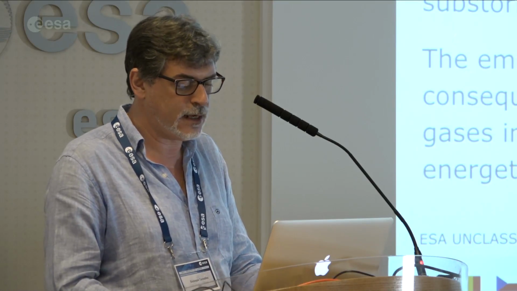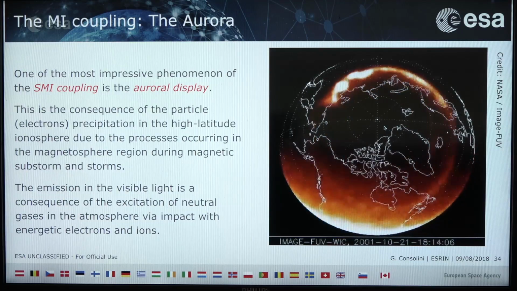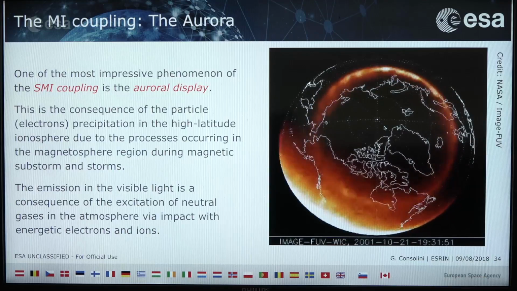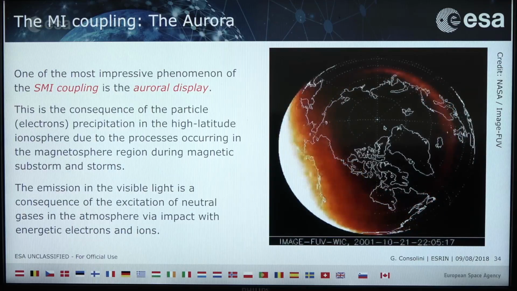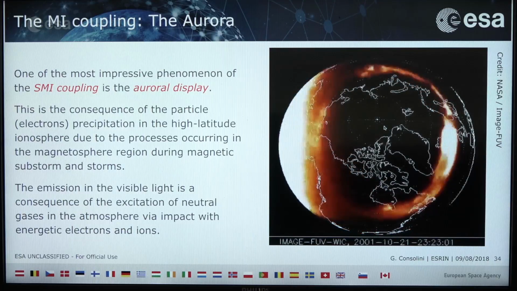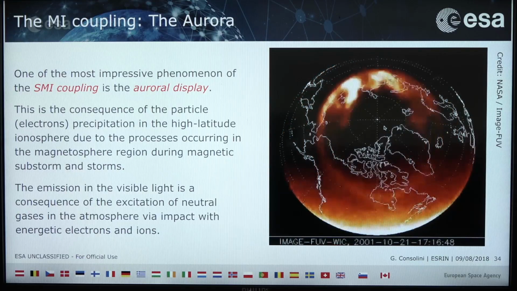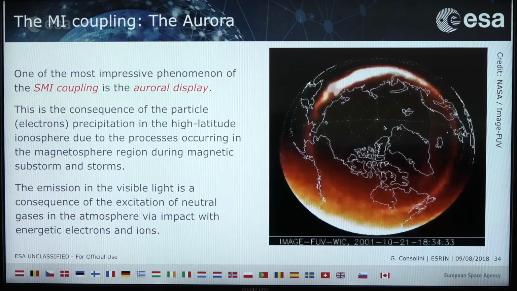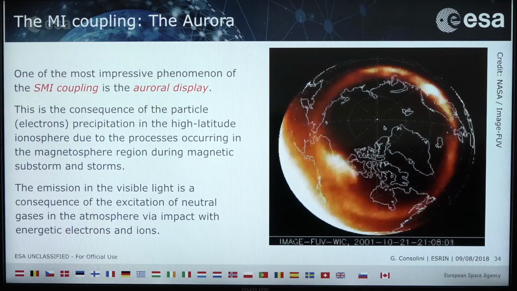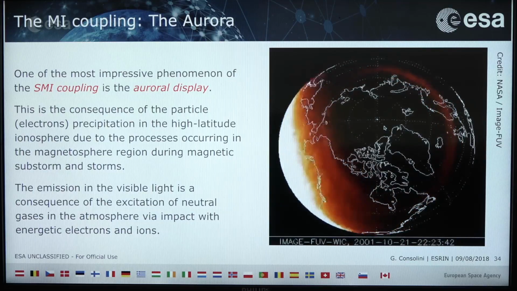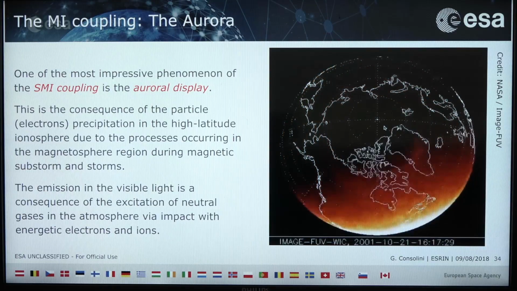And these are the auroral displays, which are essentially an effect of the particle precipitation in the high latitude ionosphere that occurs during substorms and storms. As a consequence of this particle precipitation, we have a light emission, and that is due to the excitation of neutrals. Essentially, oxygen is one of the most important elements that produce the auroras.